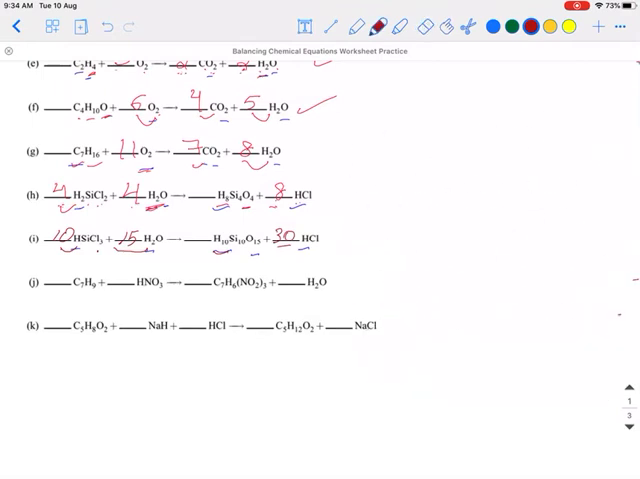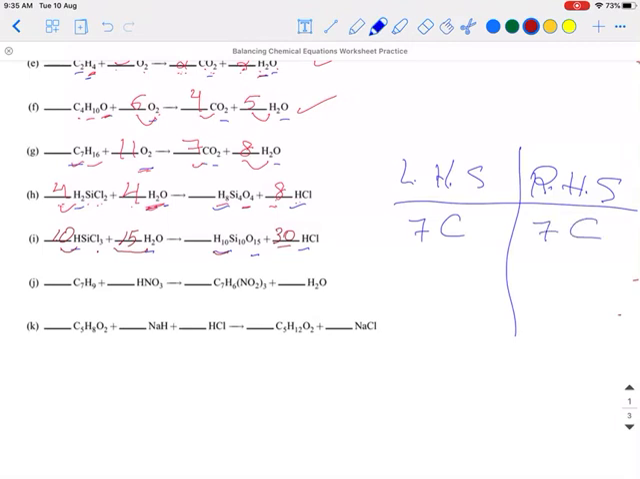Now we will move to part J. Again, let us count the number of atoms, left hand side and right hand side. We have 7 carbon, and on the other hand 7 carbon. Hydrogen 9 plus 1, which is 10. Here 6 plus 2, which is 8 hydrogen.